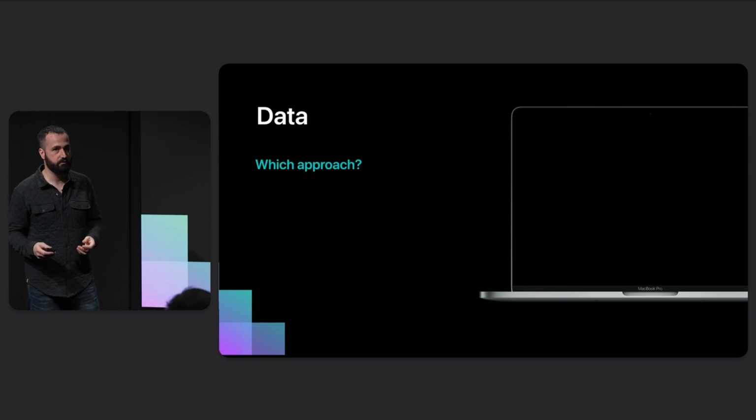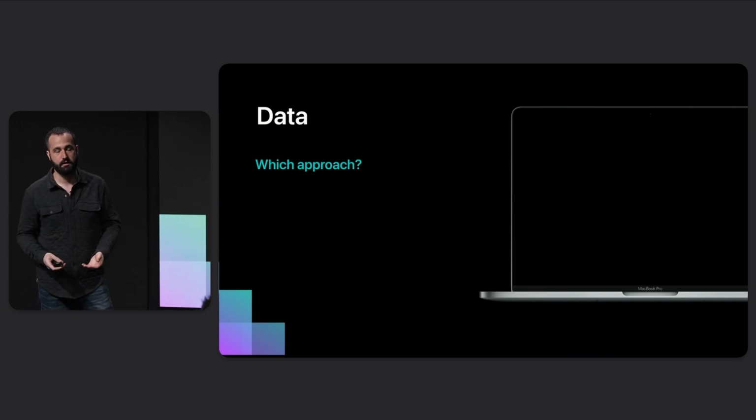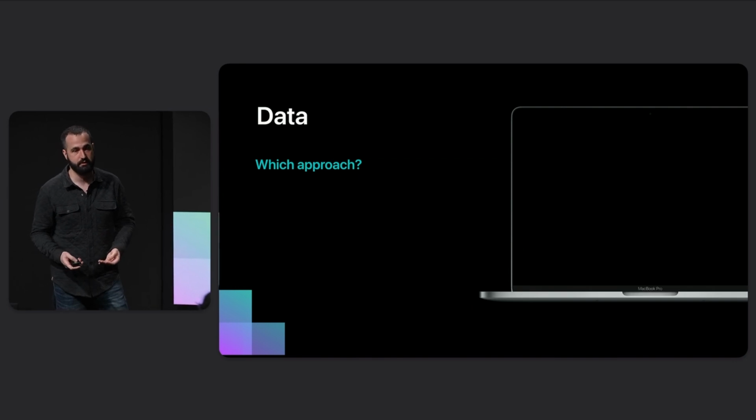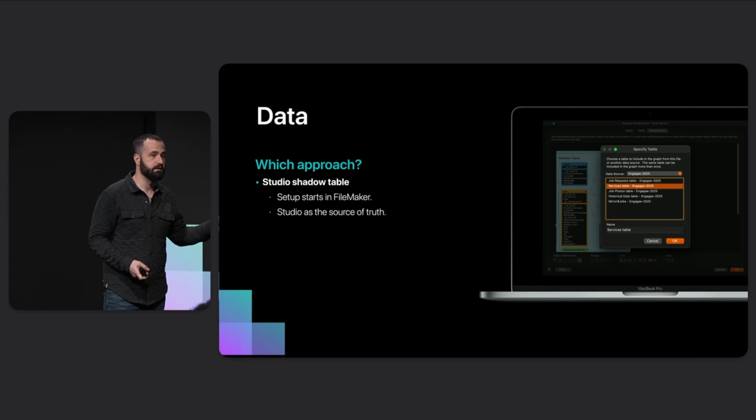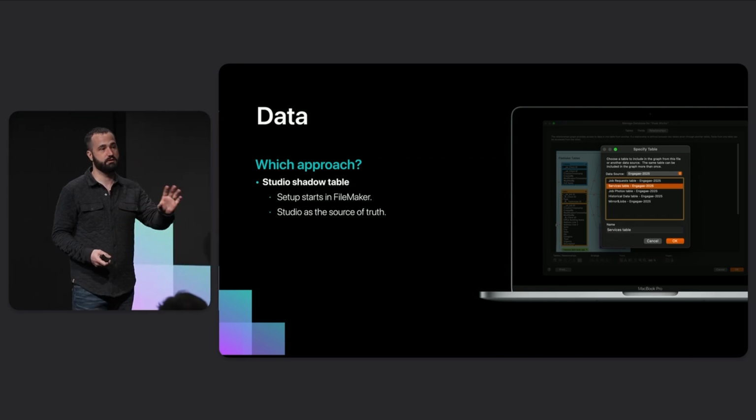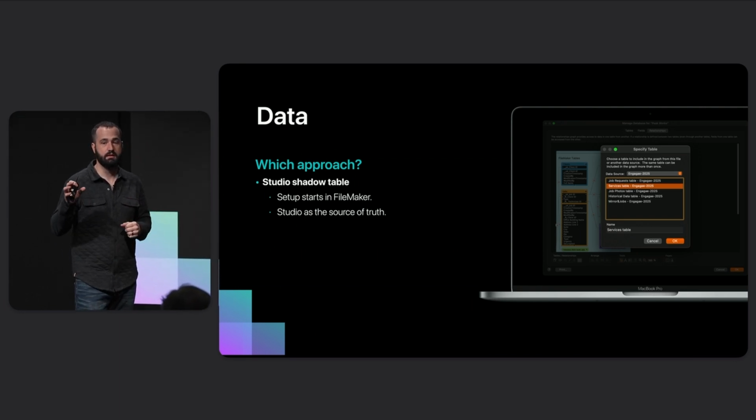Cool. Let's get into how we've done some of this stuff. So when you're building a Studio solution, one of the first things you're going to need to decide is how you handle the data. And there's actually a few different approaches that we've got built in. The first is the shadow table approach. This is what we actually launched when we first introduced Studio. This was the first way to get Studio and FileMaker talking to each other.